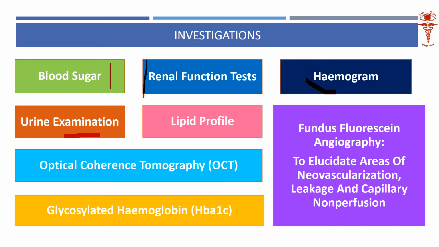You have to surely do a hemogram and spot anemia, because anemia is a very big accompaniment of these diabetic retinopathy patients, worsening it severely. Then lipid profile. Lipid profile is very important because hypercholesterolemia will also worsen it. Basic BP. Don't forget BP. Hypertension is also a very important investigation which you should not miss.